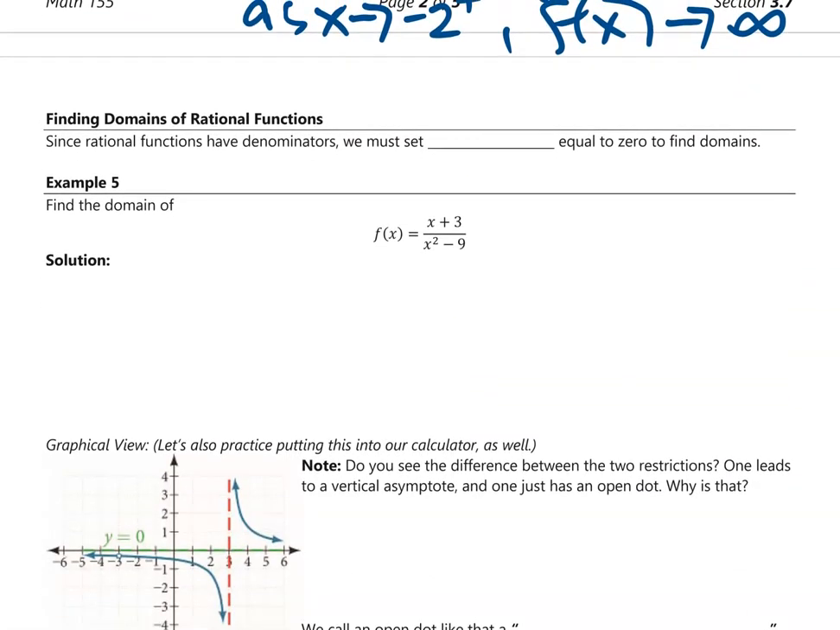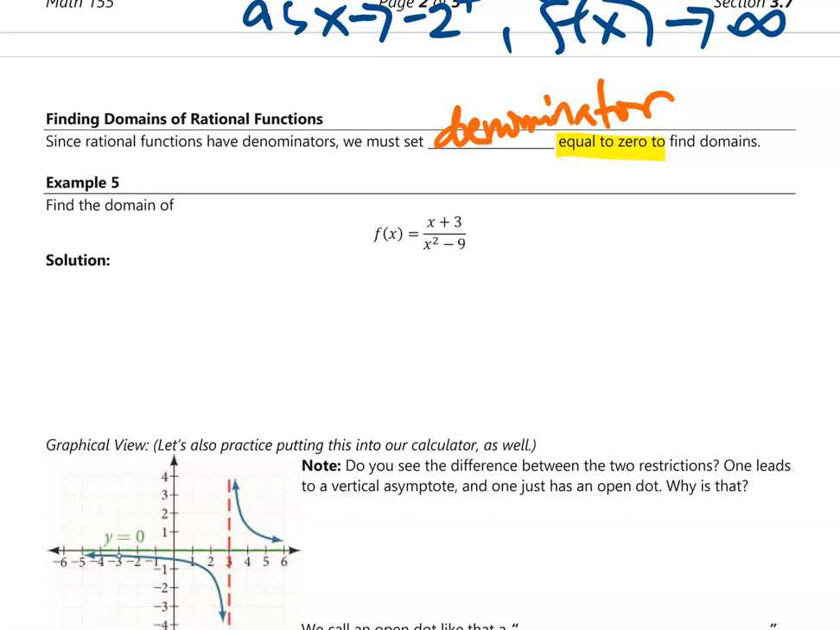Okay, next is find the domains of rational functions. Since the rational functions have denominators, we must set denominator equal to 0 to find the domains. So again, take note of that. We must set denominator equal to 0 to find the domains. Let's say, for example, f of x equal to x plus 3 over x squared minus 9.